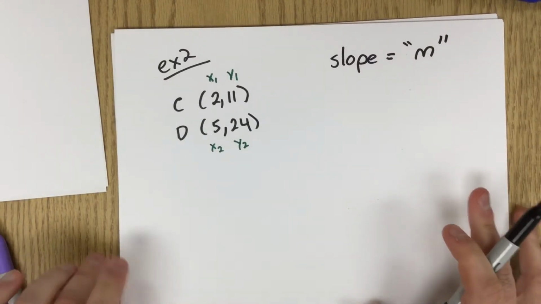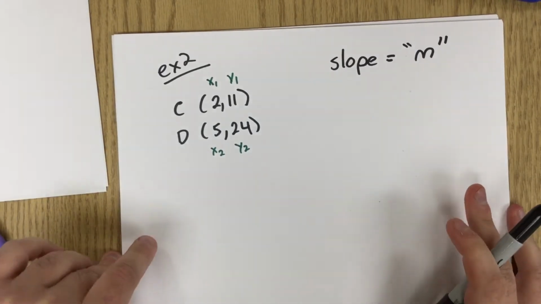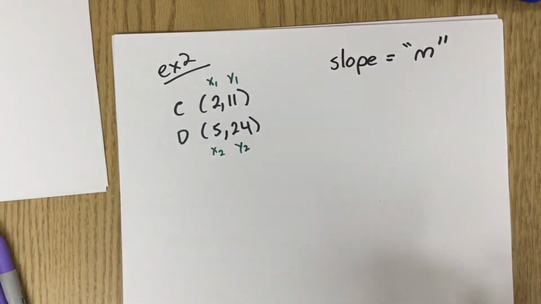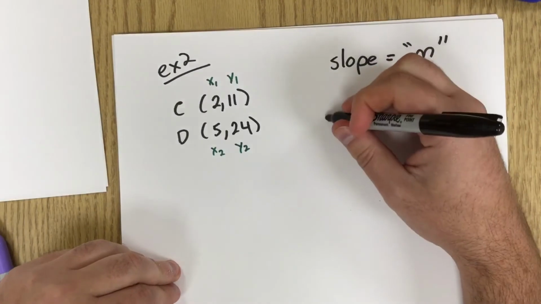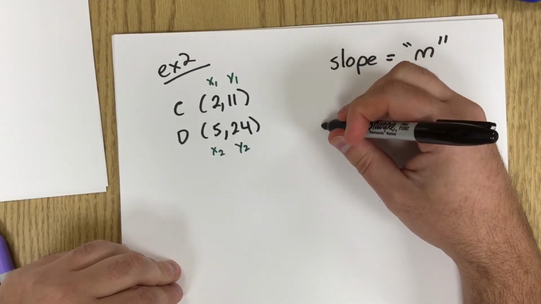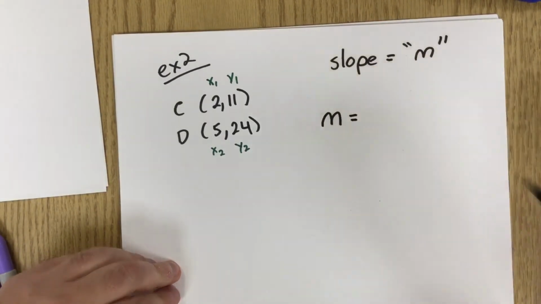I think I had a math teacher once who told me that M stood for monter en français, which meant to climb, but I don't think that's accurate. But either way, sometimes we're going to start using M for slope.